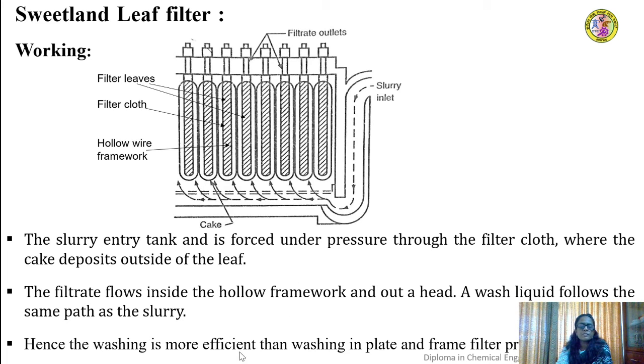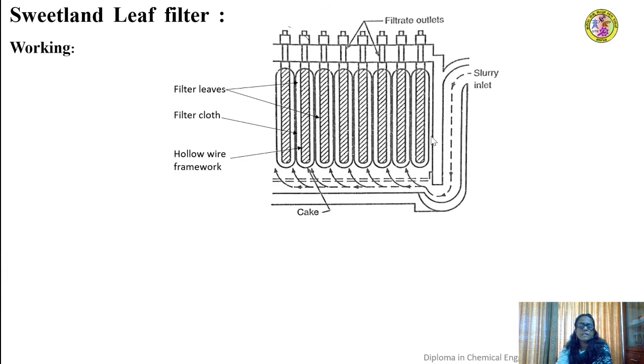Here the washing is more efficient than in a plate and frame filter press because you have a relatively lesser thickness of cake on each leaf. If you force the wash liquid through the leaves, then the washing takes place more efficiently in this case.